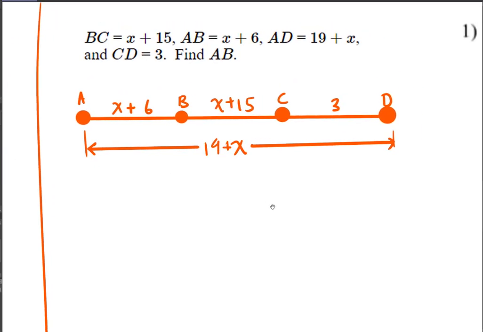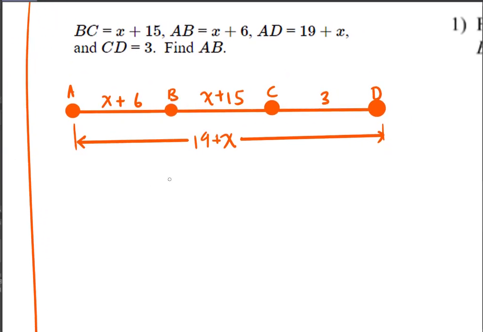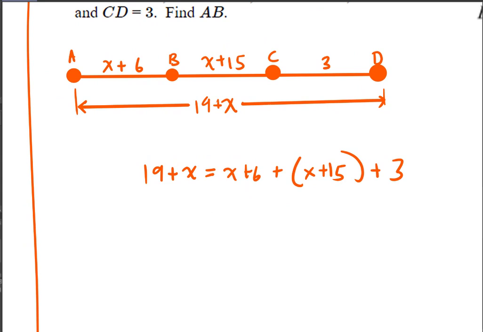And this is actually one of the most straightforward problems, because it follows the actual wording of the addition postulate, which says the whole, which is A to D, they give us the whole, right, is the sum of its parts. So in other words, it's this distance from A to B plus this distance from B to C plus this distance from C to D. So I'm just going to go ahead and put this in, x plus 6, right, plus x plus 15, right, plus 3. I don't need to put parentheses around that 3 because it's just a 3, right? All right, here we go.